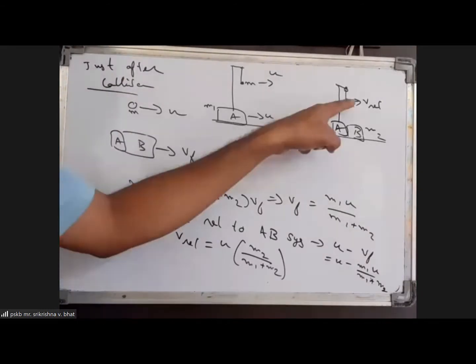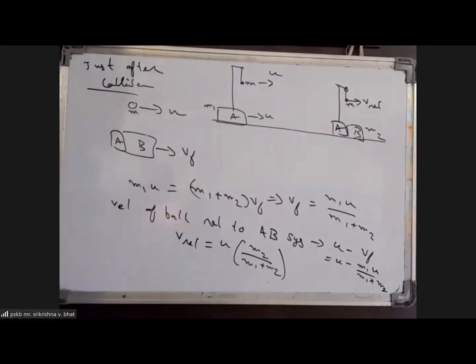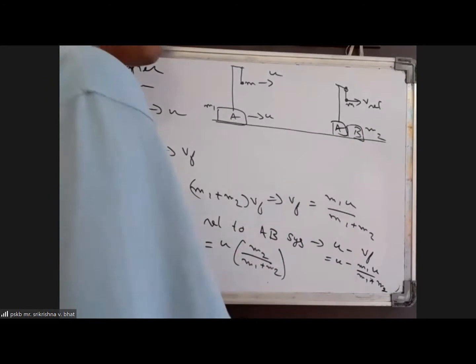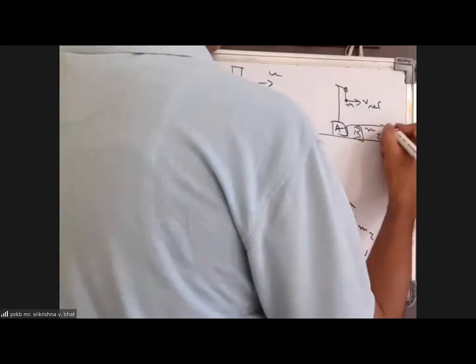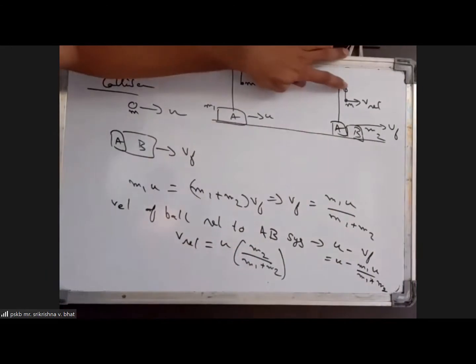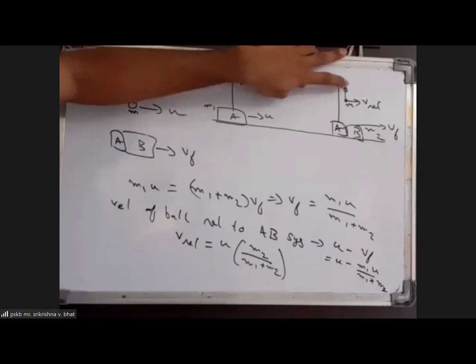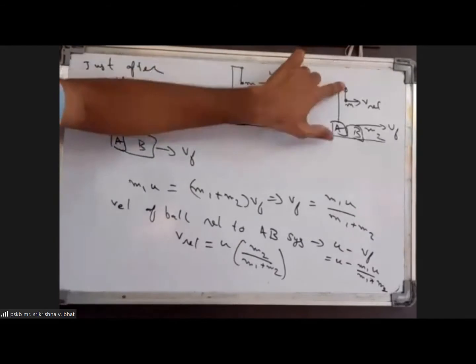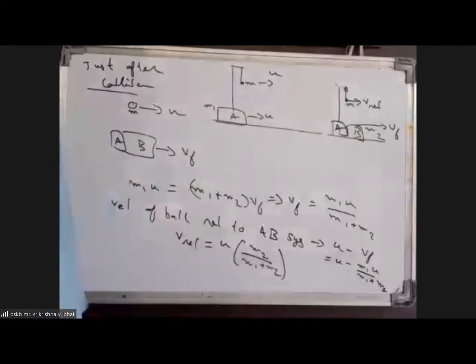Okay, so relative velocity of the ball with respect to the AB system, we can consider this, right? Because whatever velocity AB moves, the AB system moves with the velocity of BF. So even the point on the pole from which the ball is suspended also moves along with AB with the velocity of BF.